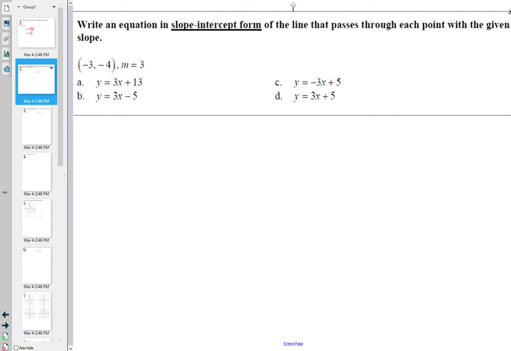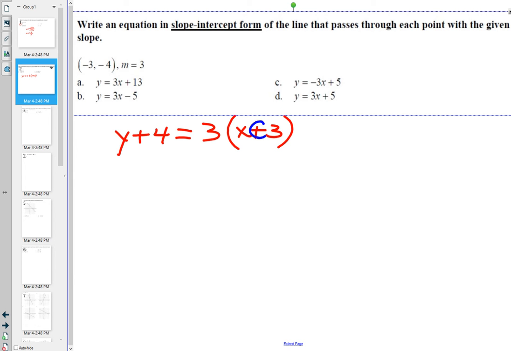Write an equation in slope-intercept form of a line that passes through each point with a given slope. They want this in slope-intercept form. The way I showed you was first to go to point-slope form. What would I write first if I was going to write this in point-slope form? y minus y1. But what is y1? y1 is -4. So it'll be y plus 4 equals m times parentheses, which is 3, and then x plus 3.